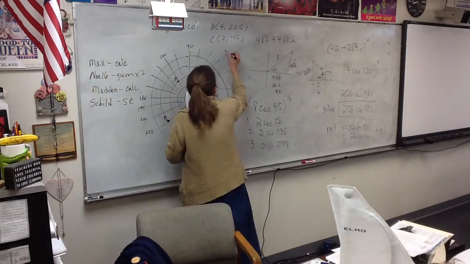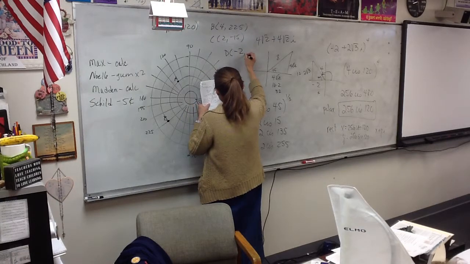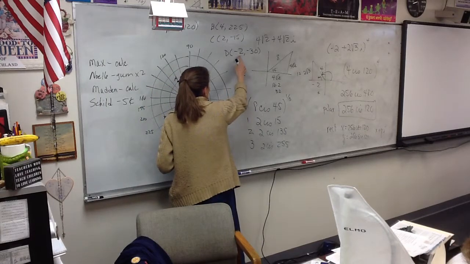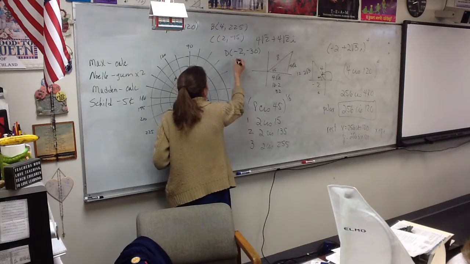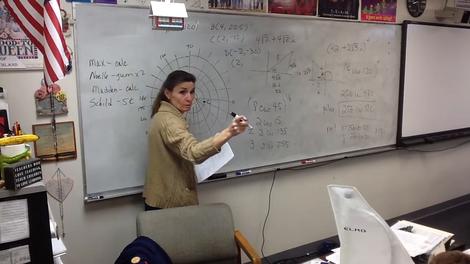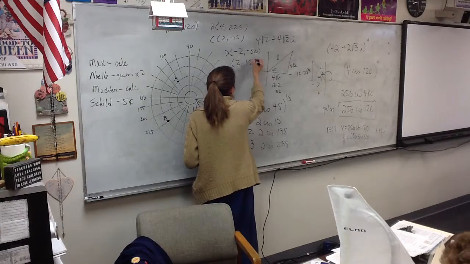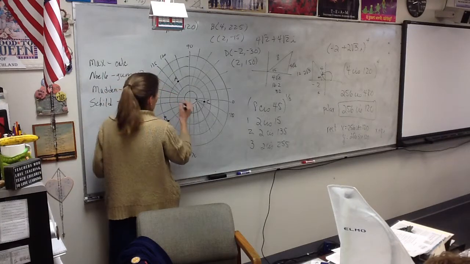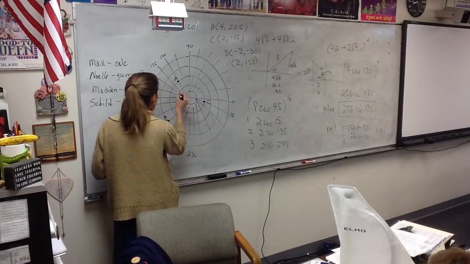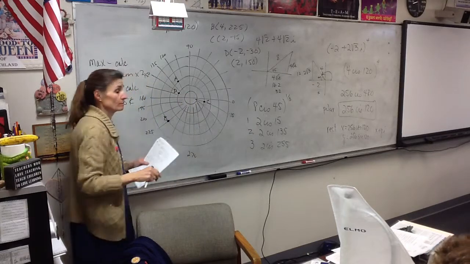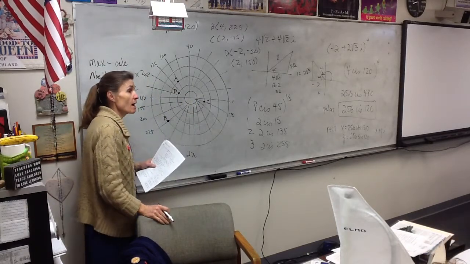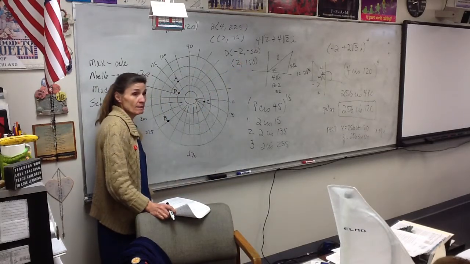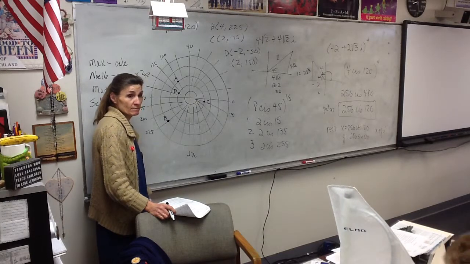Uh-oh. D is -2, -30. Whoa, that is problematic. Can you just make it a 2? So I make it a 2 and add 180, so that point is actually going to get plotted on 2, 150. So here is point D. Remember to change the sign on R, you change the angle by 180 degrees.